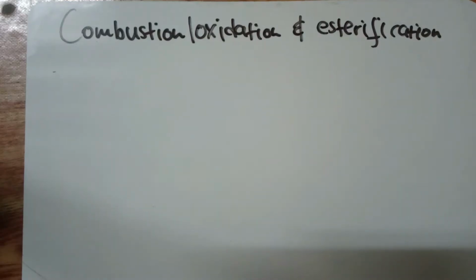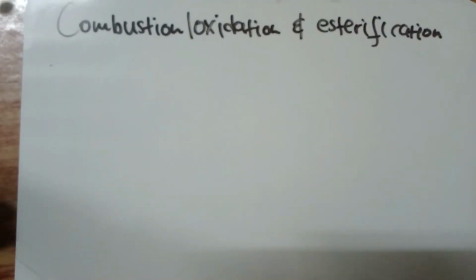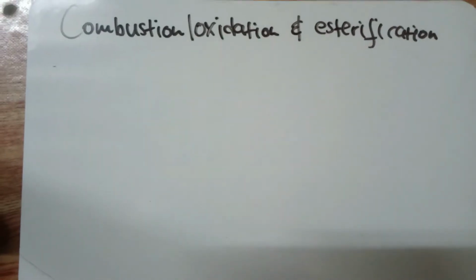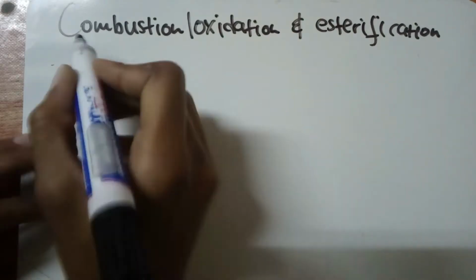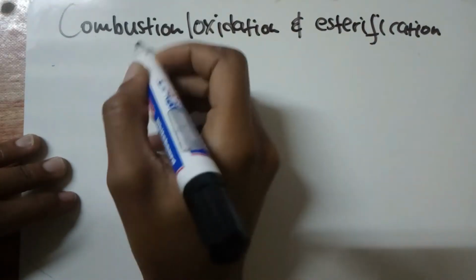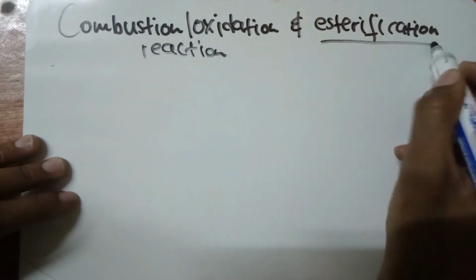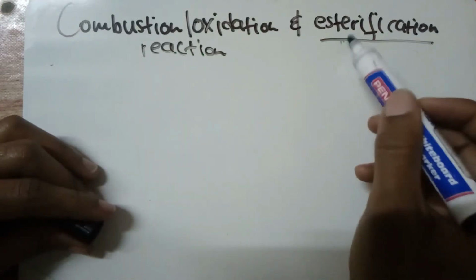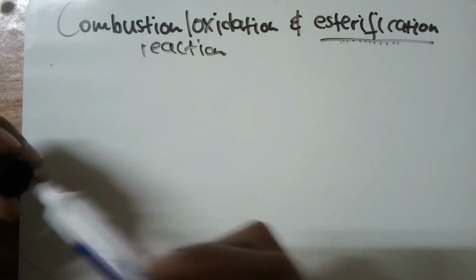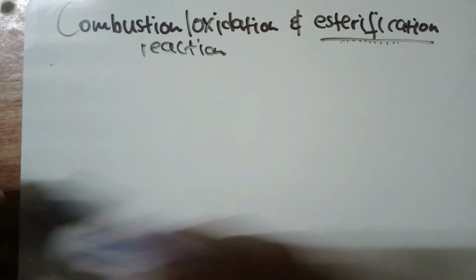So we are on, I'm not sure, I think it's lesson 10 now for PP2. Okay, so now in this lesson, I wanted to talk a little bit about combustion or oxidation reactions. And I'm also going to talk again about esterification. We've already spoken a little bit about this, but now we're going to talk more about it in this lesson. So I hope you know.